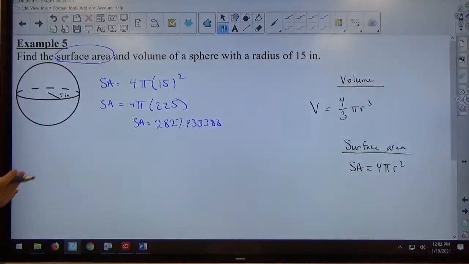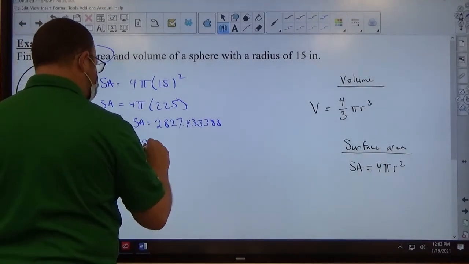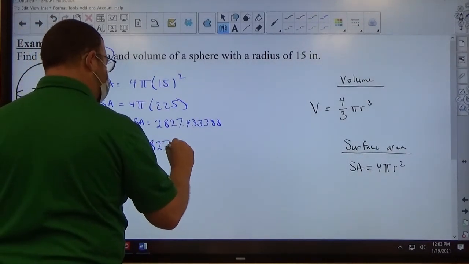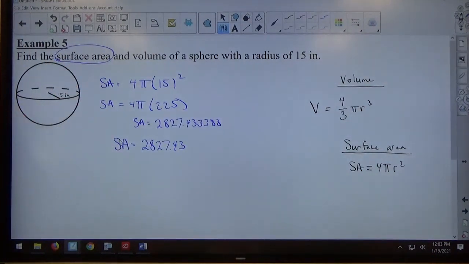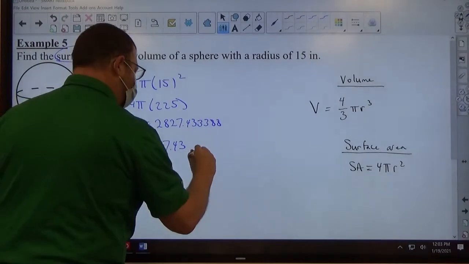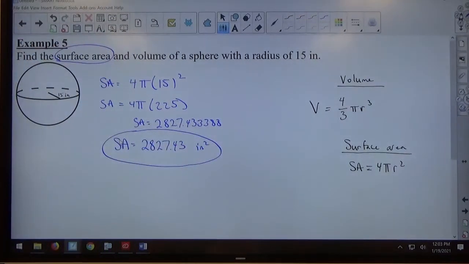They don't specify any type of significant digits or any type of rounding on this. In general, when they don't specify any type of rounding, a couple decimal places is probably sufficient. So the surface area in this case, rounded to a couple decimal places, is 2,827.43. The unit of length is inches. Surface area is always going to be in square units, so it's going to be square inches. Again, just direct application of the surface area formula: put the radius in, evaluate.